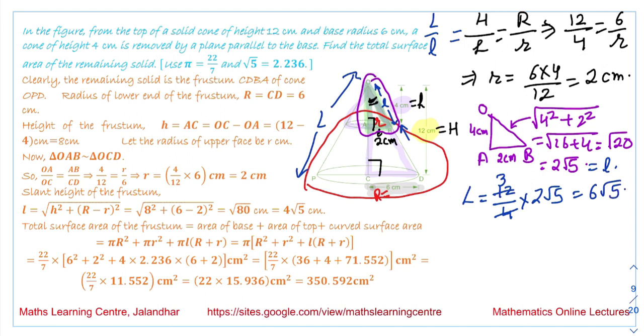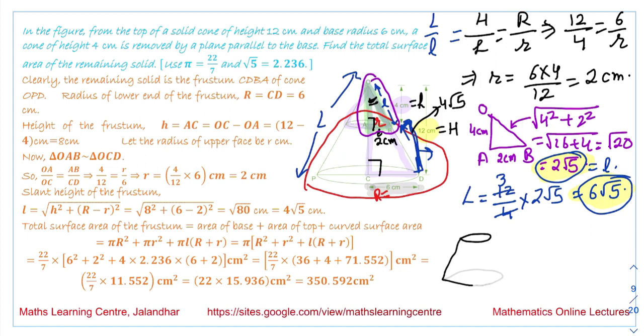So the length of this portion BC will be equal to the difference of these two values, it is 6 root 5 minus 2 root 5, and the answer we obtain is 4 root 5. This is the value of this length. So we have obtained a frustum of cone. We are saying the slant height is 4 root 5.